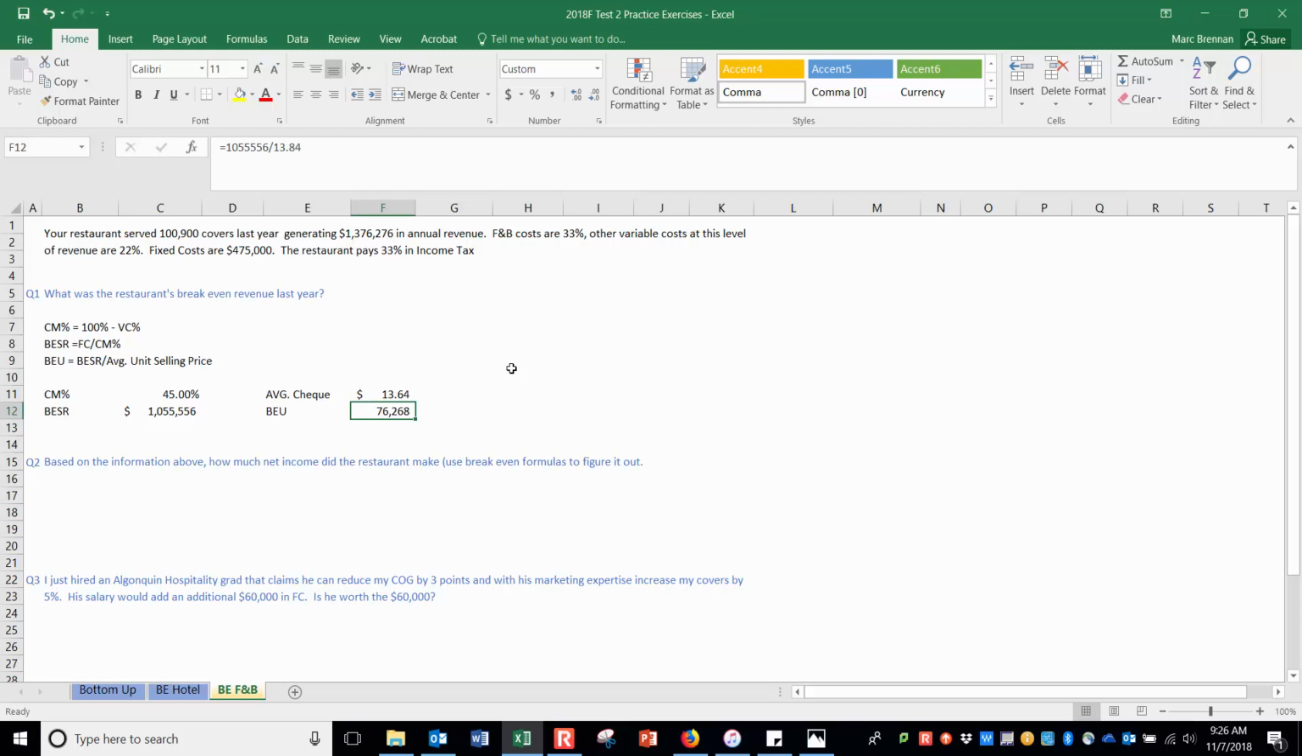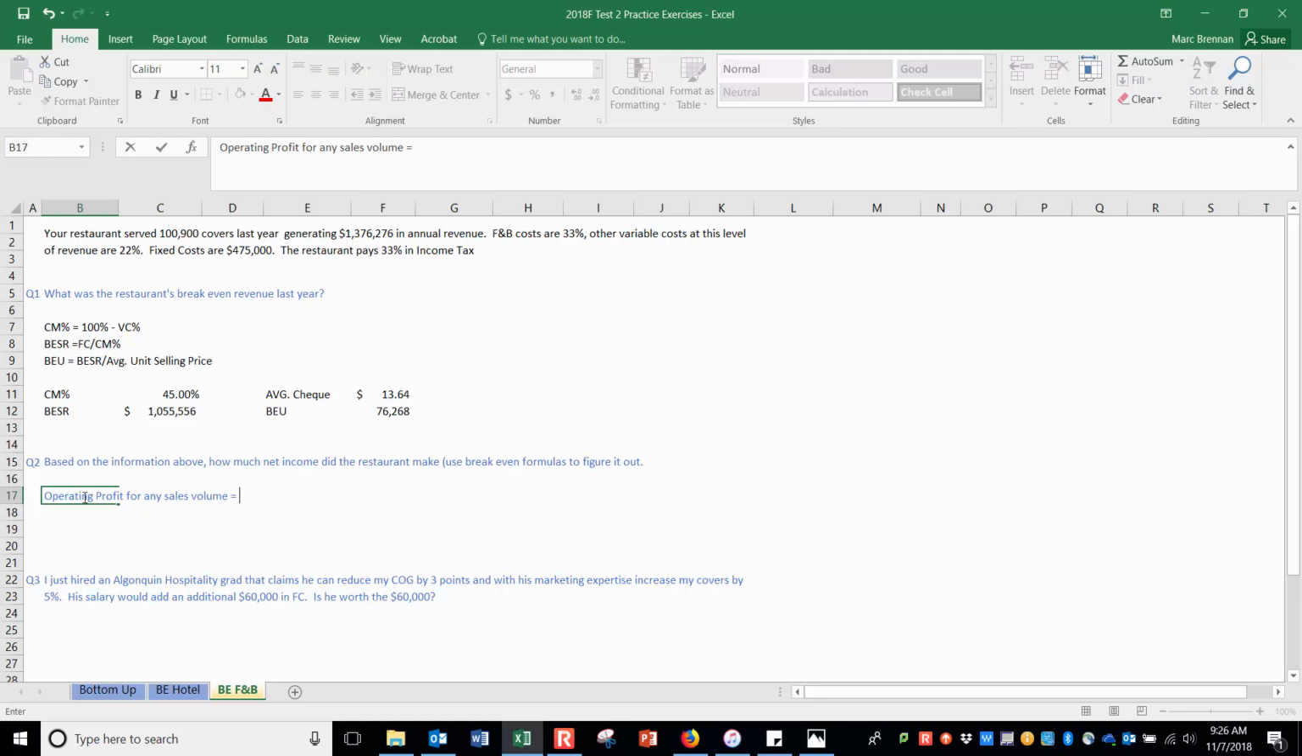So let's move on to our next question. Based on the information above, how much net income did the restaurant make? And use break-even formulas to figure it out. So we need to figure out the operating profit for any sales volume. And there's a calculation for that using break-even formulas, because we need to find our sales times our contribution margin percentage minus our fixed costs.